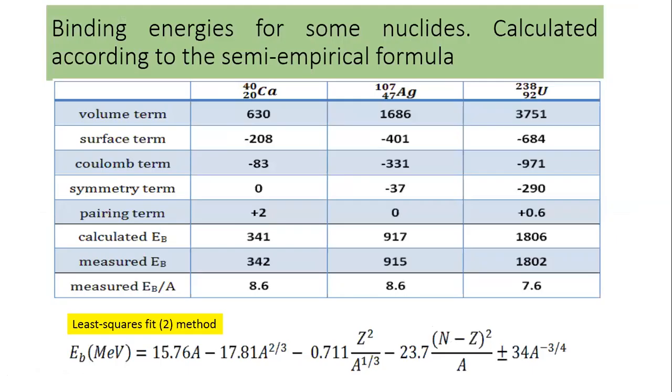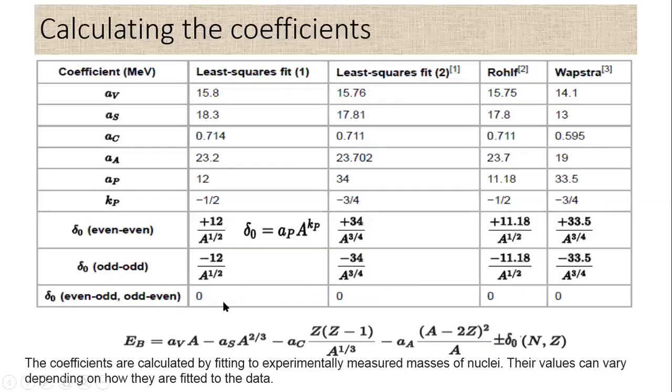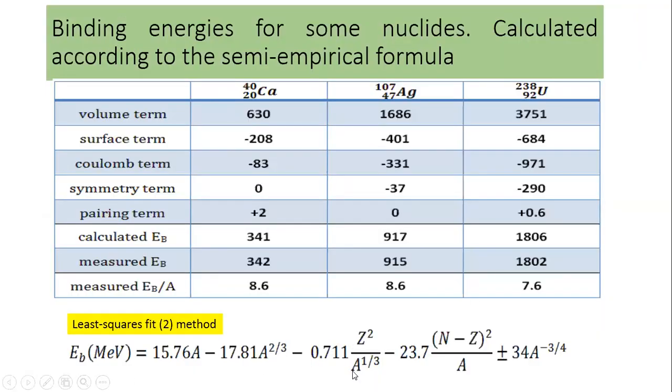So let's have a look at one of the calculations. There are three different calculations to calculate the binding energy by using the semi-empirical formula. In the case of calcium, atomic number 20, mass number 40, I am using the least squares fit method 2, like I have explained over here. By using this method, I'm going to calculate the binding energies of these three nuclides. These constants are coming from the previous slide.